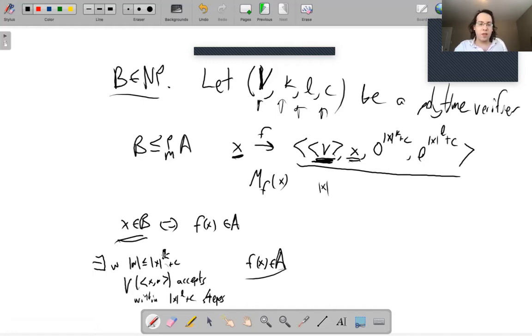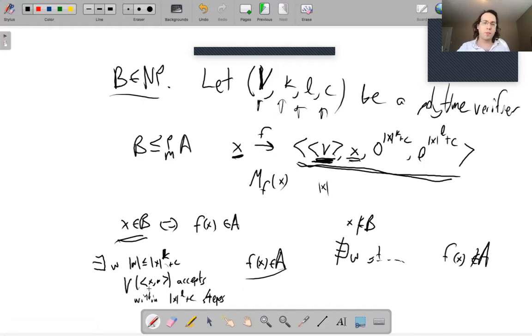On the other hand, suppose X was not in B. Then we know that there does not exist such W with exactly the same properties. But because there does not exist such W, f of X will not be in A, because being in A for this tuple f of X exactly asserts the conditions on the witness. So it's actually extremely straightforward from the definition of this language to show why this language is NP hard.